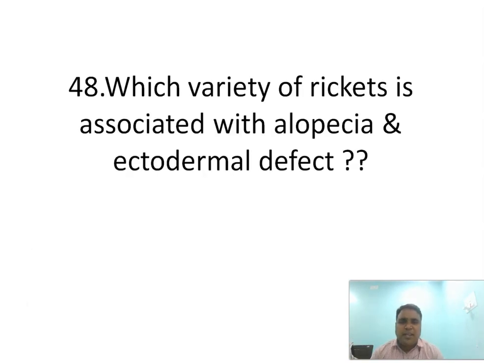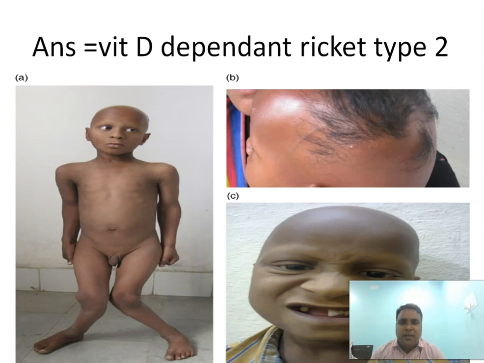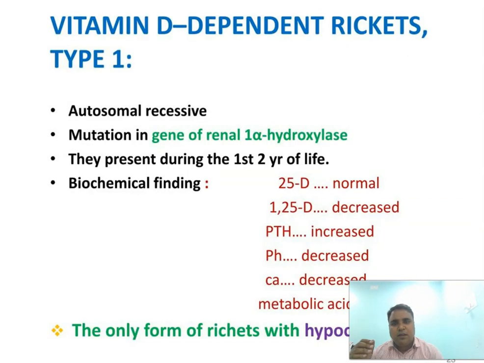Next, which variety of rickets is associated with alopecia and ectodermal dysplasia? There are many forms of rickets: nutritional rickets, vitamin D dependent rickets, X-linked hypophosphatemic rickets. To know which variety of rickets is associated with alopecia and ectodermal defect, the answer is vitamin D dependent rickets type 2. Type 2, where we can get alopecia and ectodermal defects. This is the classical picture of a patient of vitamin D dependent rickets type 2.